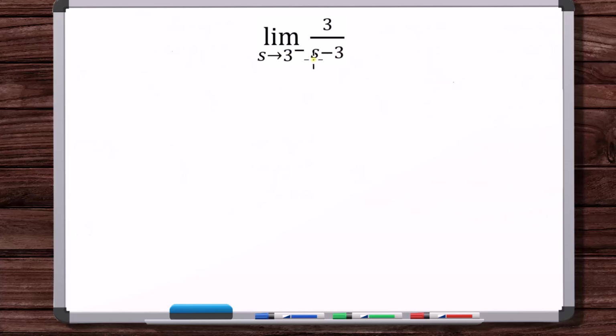So we've got, if s is approaching 3 from below 3, so you've got 2.9, 2.999, 2.9999. So anything below that's less than 3, minus 3 is going to be a negative value. So you have 3 divided by tiny, tiny negative numbers that are really close to 0. So the output's going to be a negative number that's getting larger and larger in magnitude. So this is going to be equal to negative infinity.